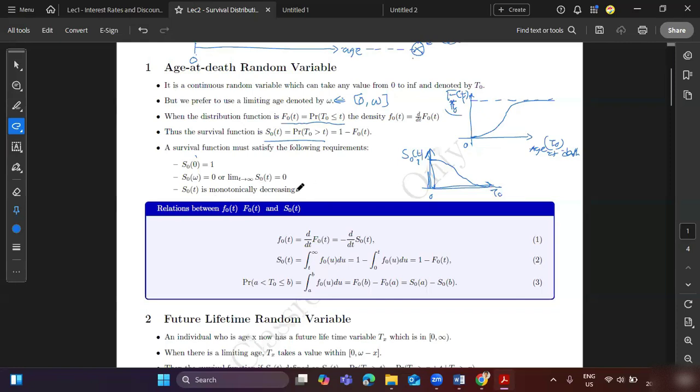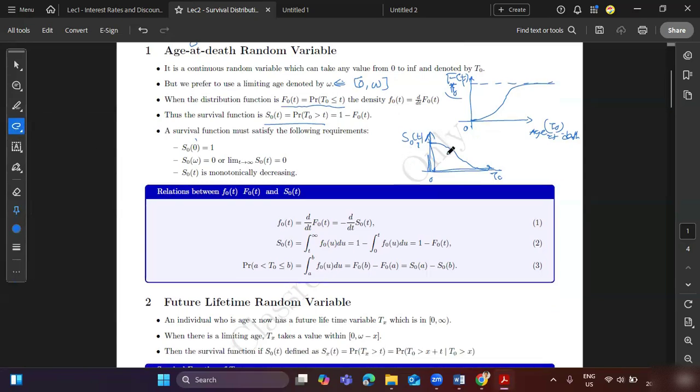So that means there's no such incident that it can increase somewhere in the midway of a. The rate of change of the probability can change, but we assume that it doesn't increase at some point. You cannot expect it to be going somewhere and coming back. So that's not permitted, or we are not expecting that kind of behavior for this survival function.